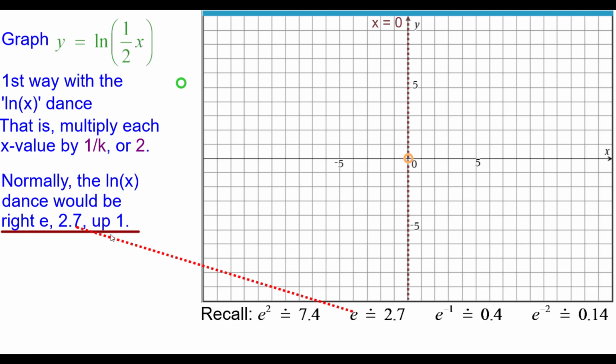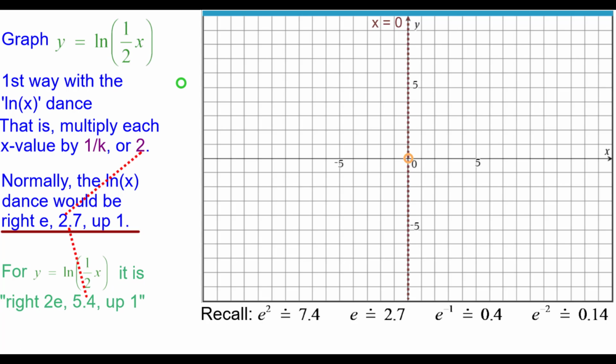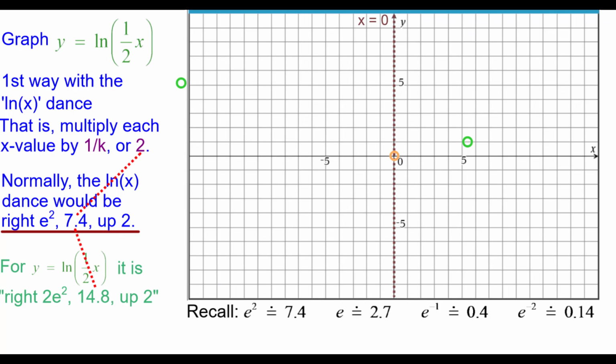So normally we'd go right e up 1, but in this case it's, and also recall that the natural log and e to the x functions are inverses of each other. You just interchange the x and y coordinates. So instead of right e up 1, it's going to be right 2 times e up 1, or 5.4 up 1. Next we'd go right e squared up 2, but in this case it's going to be 2e squared up 2, which is about 14.8 up 2.